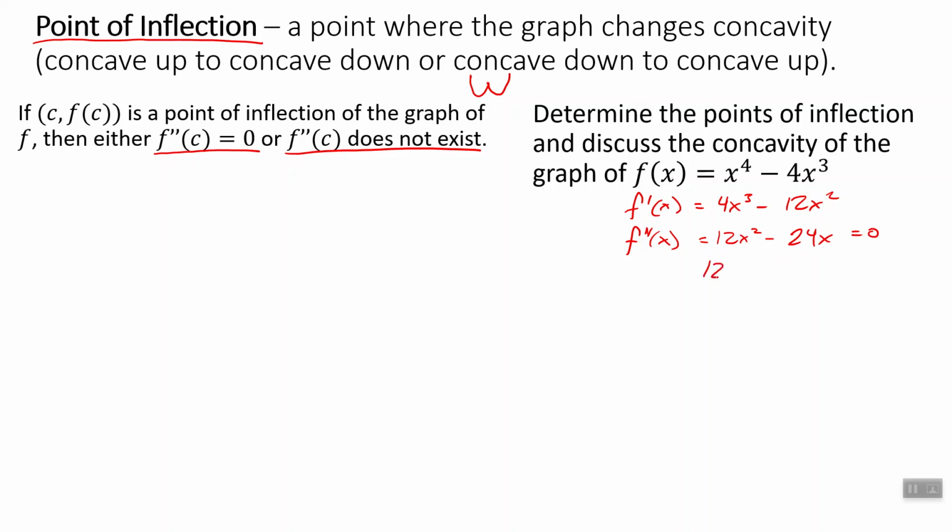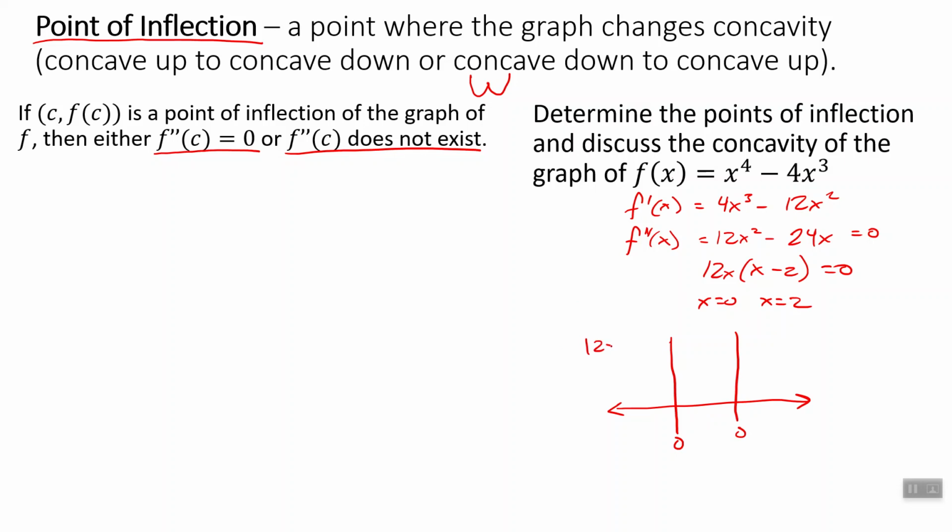So we can factor out a 12x. We're left with x minus 2. So we get x equals 0 and x equals 2. Now again, we're going to do the same sort of procedure. We want to know where something's positive and negative. We do our sign analysis chart, our number line chart. So we've got 0 and 2 as our points.